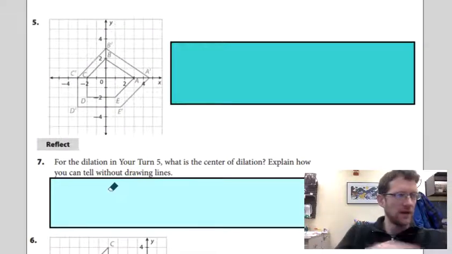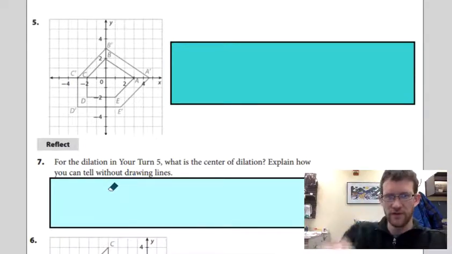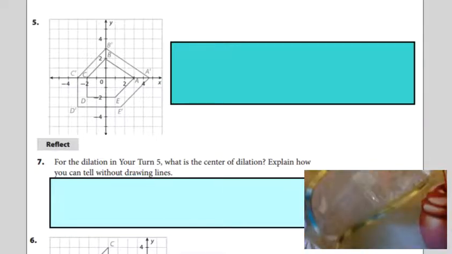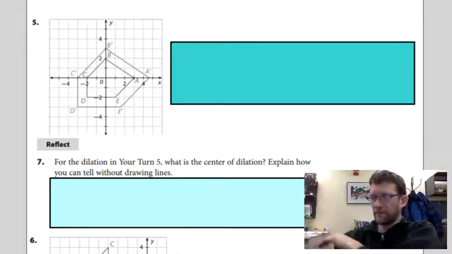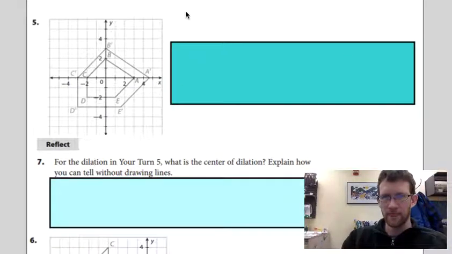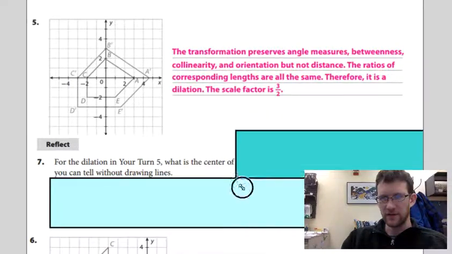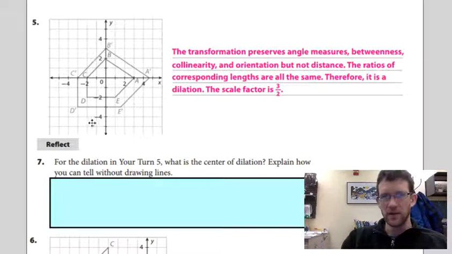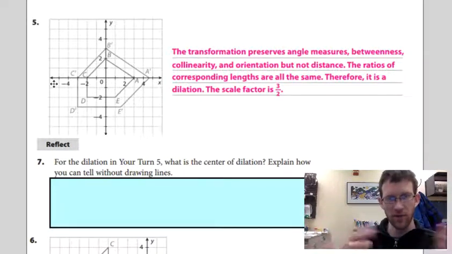All right, pause here. See if you can do 5, 6, and 7. They got a little out of order, sorry. So pause. Five, yes, it's a dilation. The scale factor is 3/2. It's getting bigger, but not twice as big. It's 3/2, right? We go from this length of 2 to this length of 3.